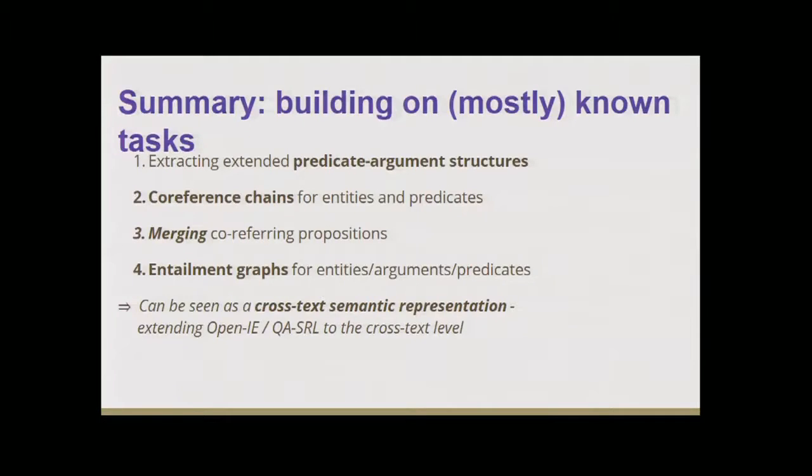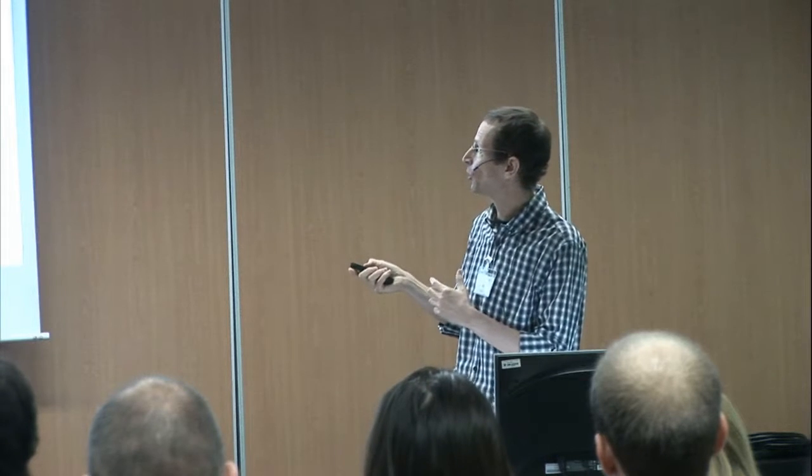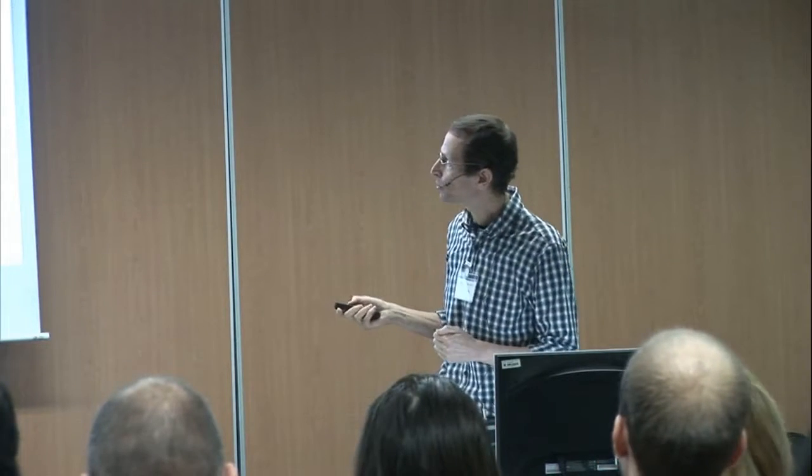So to sum up, basically what we need to do in order to build these graphs is to put together a few existing known tasks. I have to do predicate argument extraction, similar to SRL or OpenIE. Then I have to identify the coreference chains. So when we build our gold standard, our annotators annotate the predicate argument structures, like in QA-SRL. They mark coreference chains, just like in coreference data sets. And then we proposed a new way.